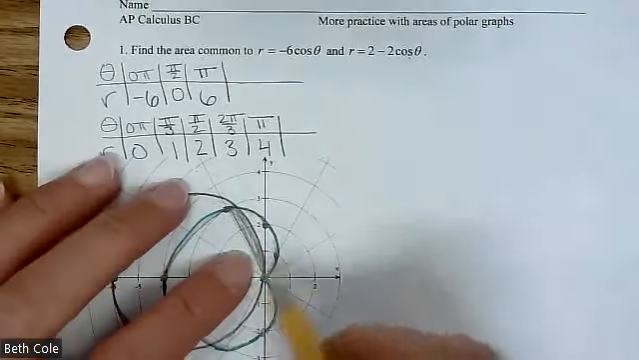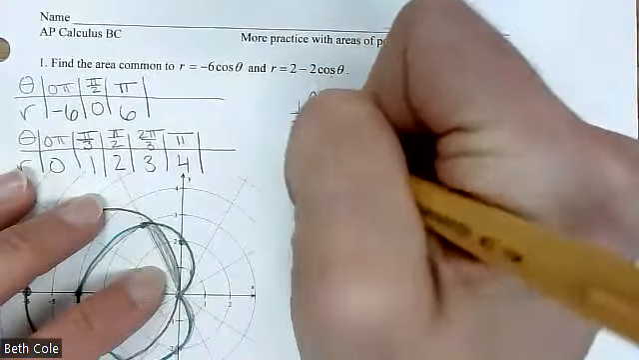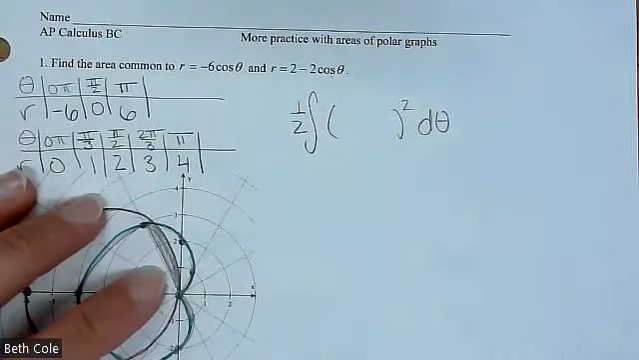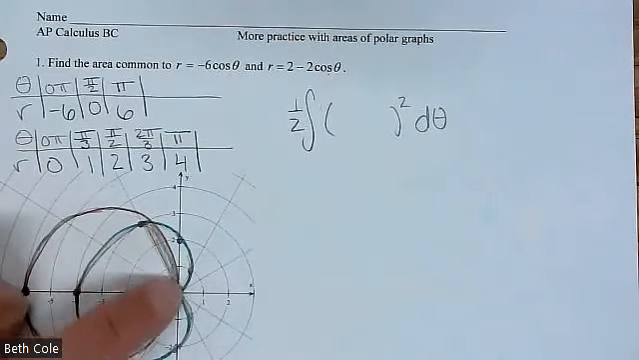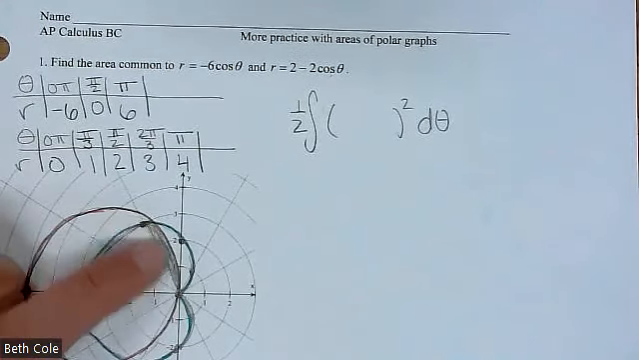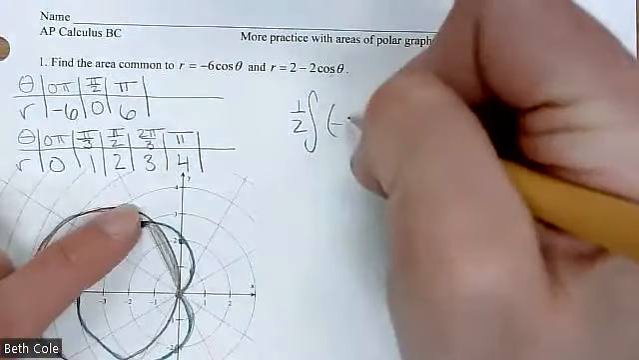Okay, so let's do that portion for the pink one. It's going to be 1/2, and then whatever r is squared d theta. Which one was the pink one, the circle one? Yeah, the -6 cosine theta.